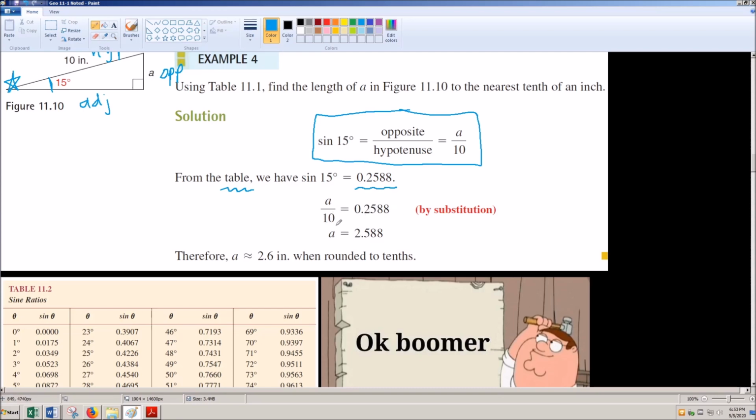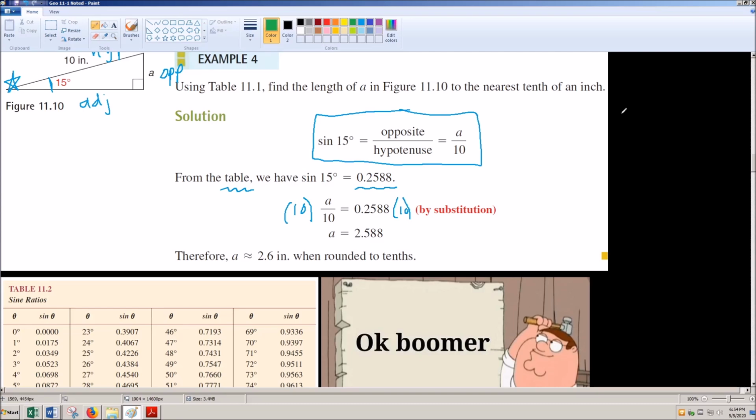So how do I get the a value? I'd multiply both sides by 10, and I'm good to go. So my a value equals approximately 2.588. Now, personally, what I would do is I always will solve for the variable and then have the calculator be my last step.